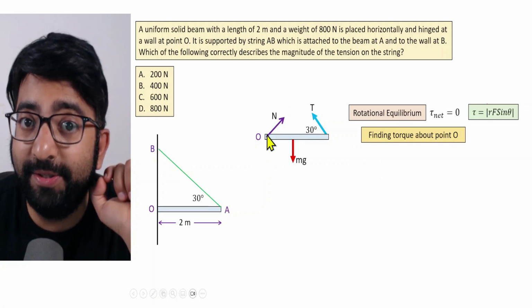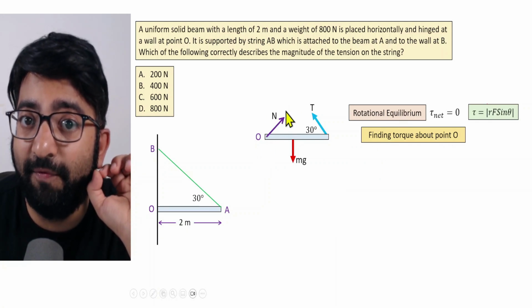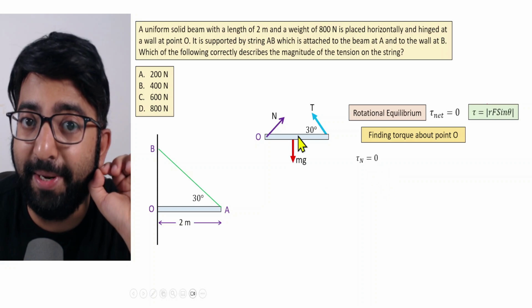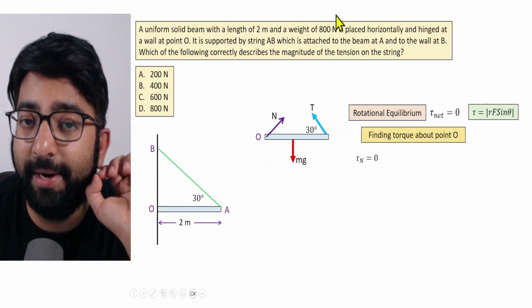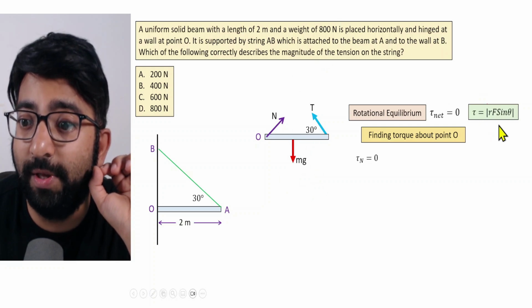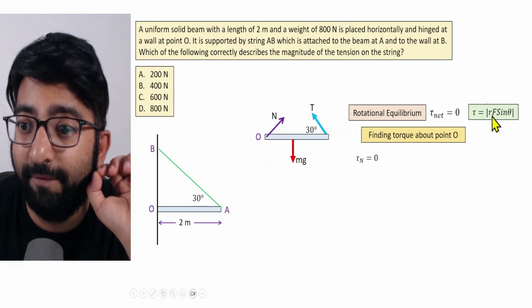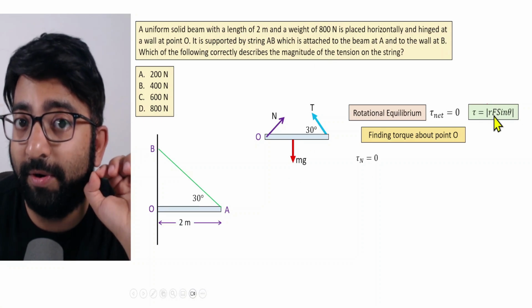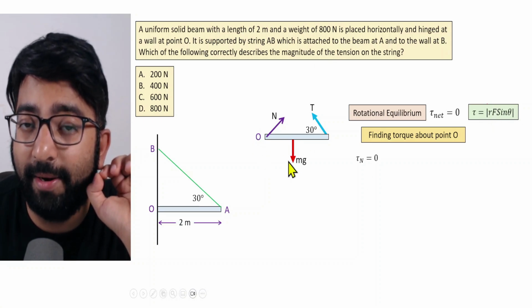We will start with the hinge reaction N. Since the hinge force is passing through the hinge point, the torque due to the hinge reaction will be equal to zero. Coming to mg, which is the weight of the object, the magnitude of mg is 800 newtons. So if I use the formula R F sine theta, the value of F is mg, which is 800. And R stands for the distance between the point and the force.